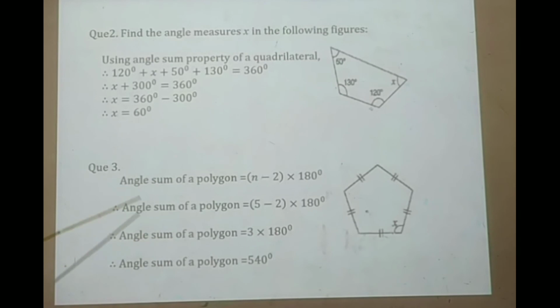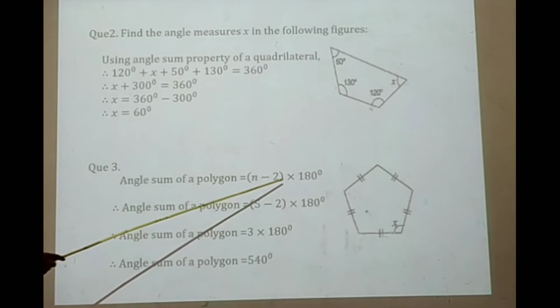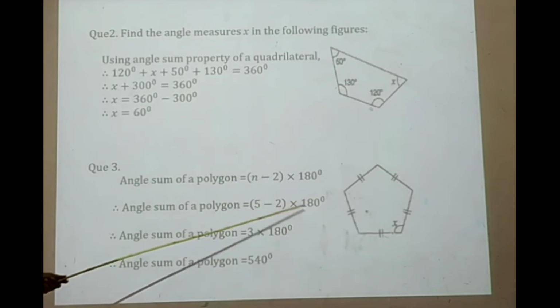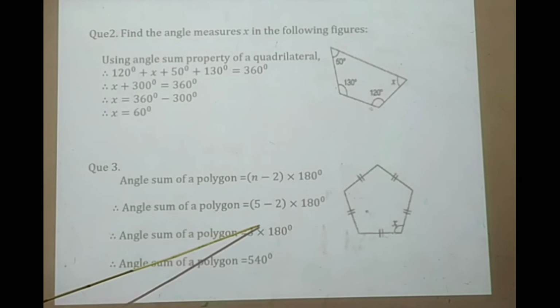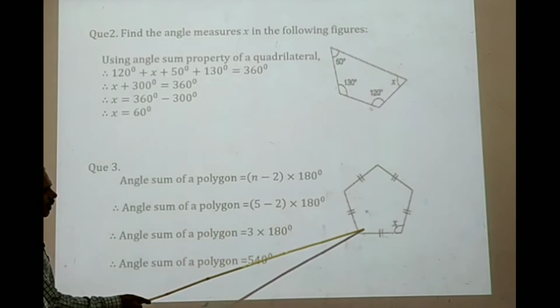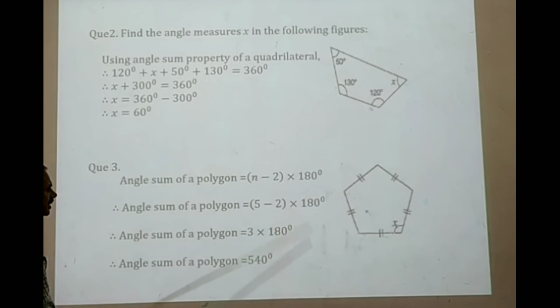And the last example, the angle sum of a polygon: n minus 2 multiplied by 180. Here, how many sides? 5 sides. Then 5 minus 2 multiplied by 180, meaning 3 multiplied by 180 is the angle sum of this polygon. Of course, this is a regular polygon, so all sides are equal and all angles are also equal. So each angle is how many degrees? Divided by 5, you will get each angle: 108 degrees. Understood?